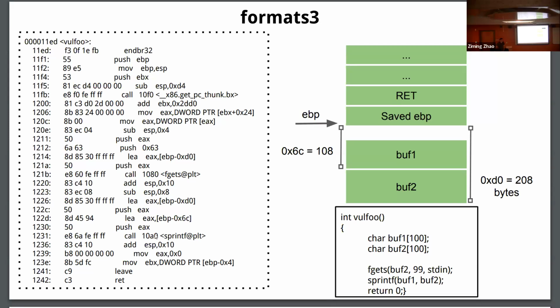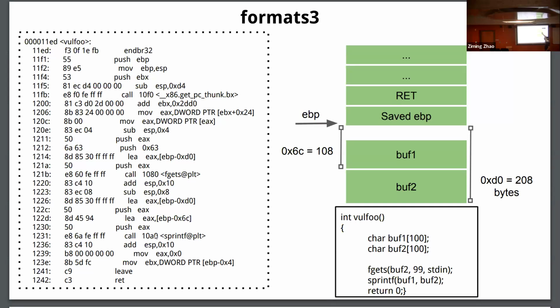Then we have the second function call here, which is sprintf. In sprintf, we have buffer 1 and buffer 2. Both of them are on the stack. The first one is the destination, buffer 1, and its location is 6C. The second one is at E0. So 6C obviously is smaller than E0.